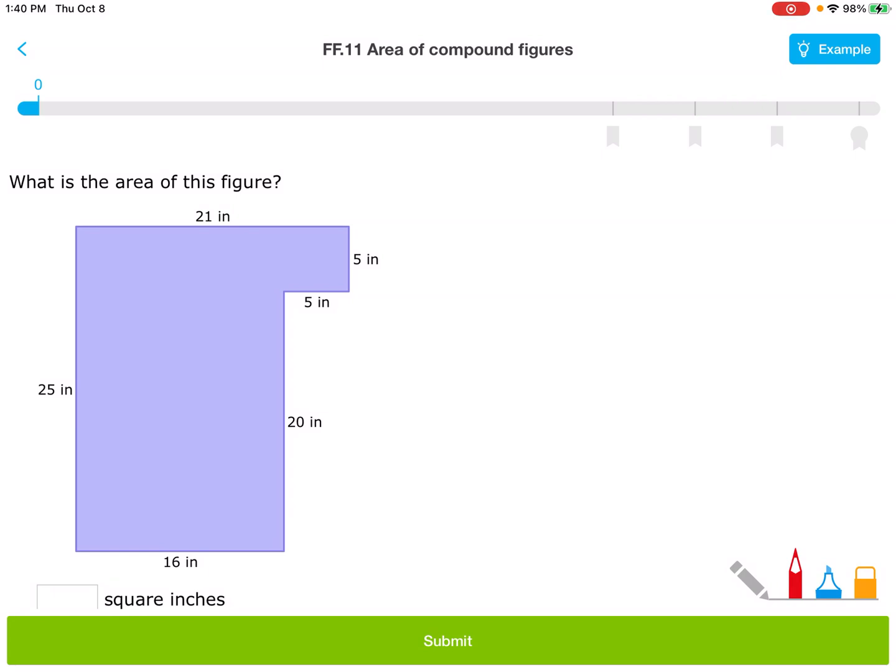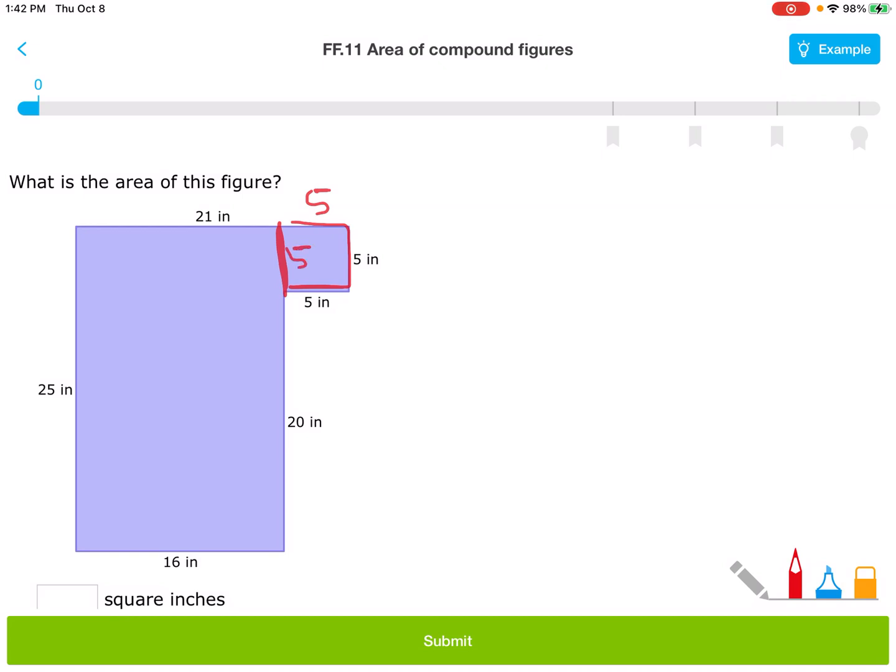So the first one that I have here is FF11. If you are struggling with FF11, what you want to make sure you're doing is splitting your shape into rectangles and squares. You also want to be conscious of the sides that you use to find areas. For example, this right here, you can see that 2 of its sides are 5, which means it's a square. So I would label the other sides as 5 as well, okay?